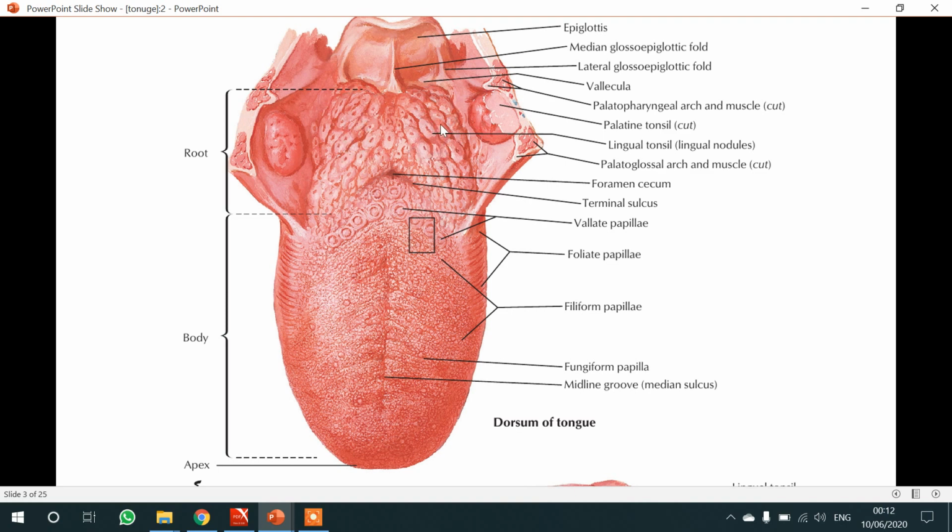Cobblestone appearance. So these are called lingual tonsils, because there are lymphoid tissues present within the tongue in the posterior one third. So that's why they are called lingual tonsils. And here you can see these are palatine tonsils. On either side, we have got two palatine tonsils. They are present in a special area. Here we have got two arches. Between these two arches, we have got palatine tonsils.